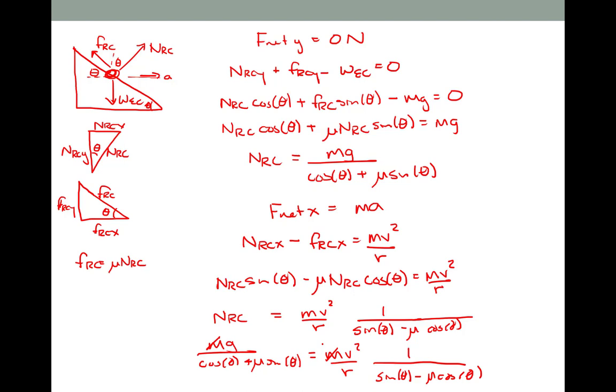Instead, what we're going to end up with in this case is a ratio: sine theta minus mu cosine theta over cosine theta plus mu sine theta equals that same relationship, v squared over rg. And you can see if friction goes to 0, that would be a coefficient of friction mu equal to 0. Then you return to the form that we had previously, where sine theta divided by cosine theta equaled v squared over rg.